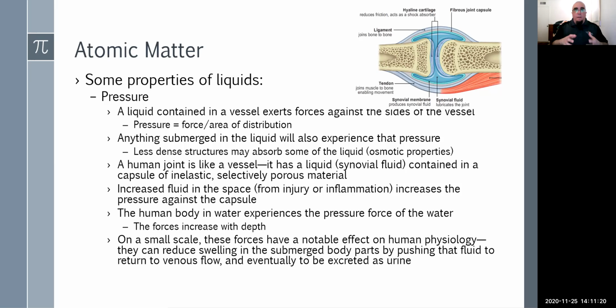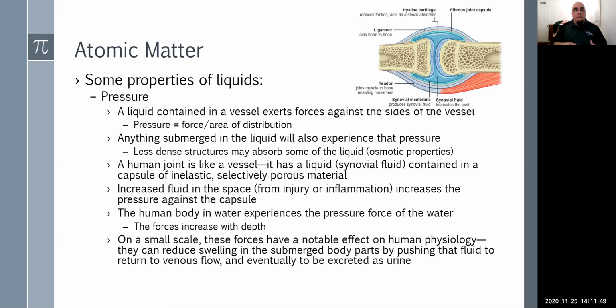So on a really small scale, the force of the water has notable effects on human physiology. It can reduce swelling as well, right? The pressure in the pool can actually cause swelling of the body to go down. So when you have somebody that's got generalized lymphedema, where they have swelling pretty much throughout their whole body, if you put them in a pool, you can actually help reduce some of that swelling.